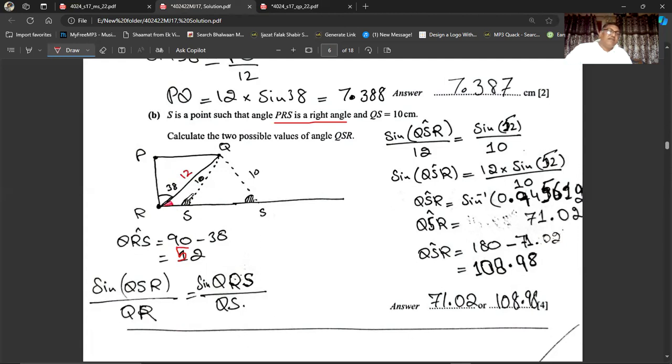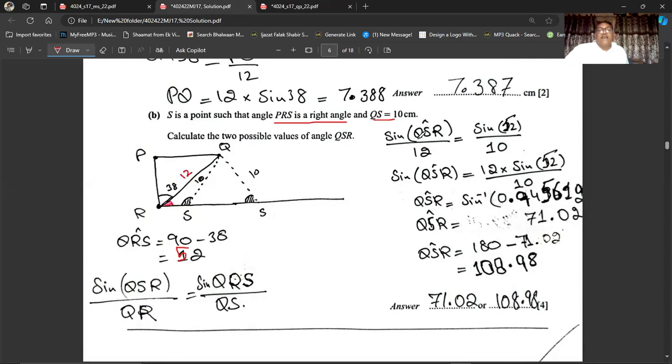Can you look at this? I want to find out this angle because they told me that QS is 10. So now there are two possibilities: QS can be here, QS can be here. I'm going to find both these angles. The method is very simple. I'm going to apply the law of sines. Sine of the angle QSR, divided by the side opposite, that is QR, is equal to sine of QRS divided by QS. QS is given, that is 10.